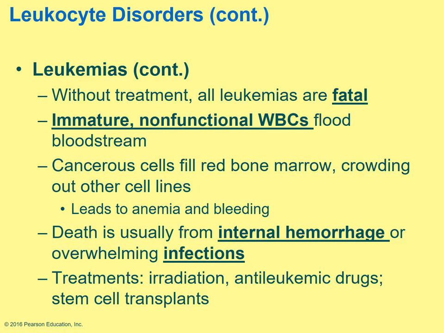Without treatment, leukemias are going to end up being fatal, because you have all these immature white blood cells that are non-functional, and they're being released into the blood, flooding that bloodstream. Cancer cells can fill the red bone marrow, crowding out other cell lines. You end up with anemia. And so, like I said, it's affecting the immune system. You end up with all these secondary infections. What's the treatment? Well, anti-leukemic drugs, irradiation, or stem cell transplant.